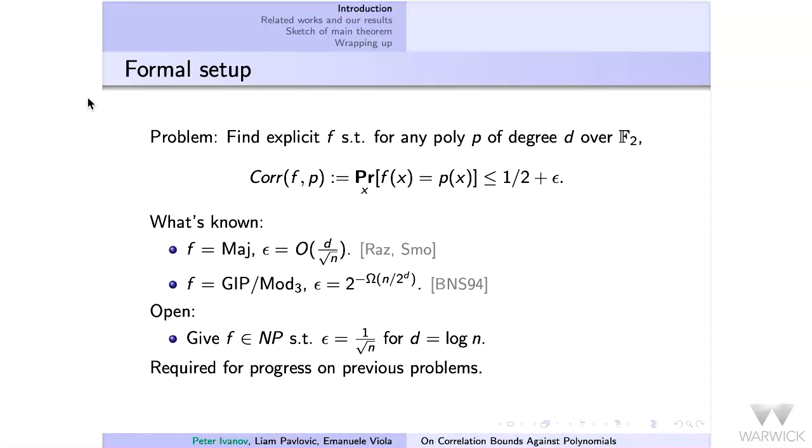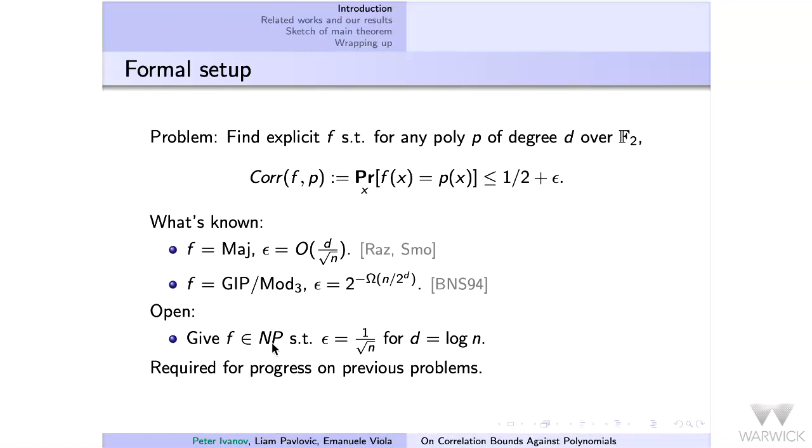Some classical results by Razborov-Smolensky in the 80s showed that you have correlation d over square root n, and their hard function was the majority function. Another work showed that for generalized inner product, or alternatively the mod 3 function, you get correlation bounds of 2 to the minus n over 2 to the d. I just want to talk about this parameter so we understand. This epsilon is very strong for small d, but it loses meaning once you get towards d about log n. The first correlation bound says something non-trivial for d equals log n, but it may seem like not much. It's only a log n factor, but as a matter of fact, we haven't been able to improve this since the 80s. And any progress here would be extremely interesting.